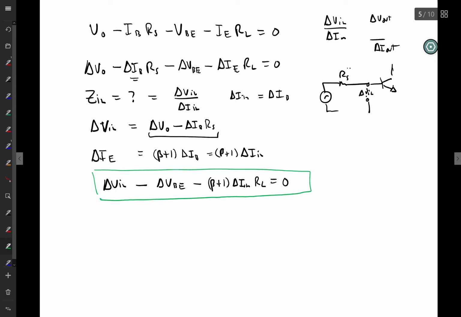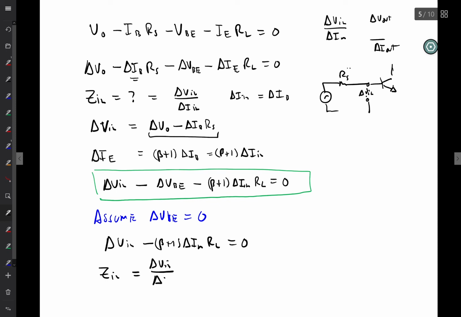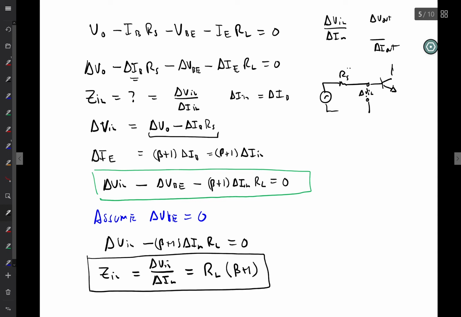Now, under the assumption that we had originally about transistors, and that is we assumed that delta VBE was equal to 0, I have my preliminary result that delta V in minus beta plus 1 delta I in times RL would be equal to 0, or Zin is equal to delta V in divided by delta I in is equal to the resistance of the load boosted up by beta plus 1. So this would be sort of one core result in our simplified model.